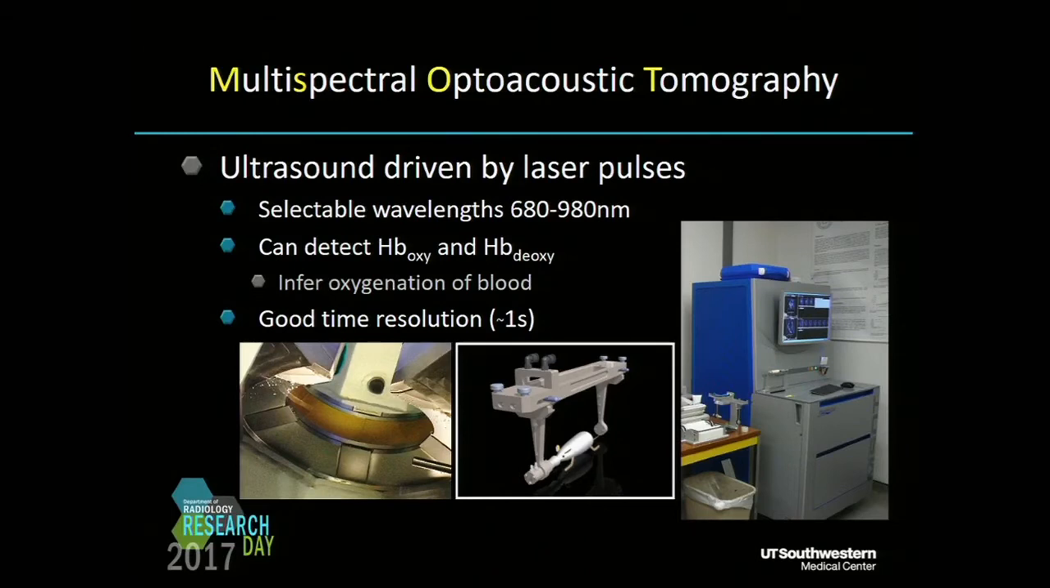We can tune the wavelength that we use, which allows us to detect the oxygenation state as well as rough concentration of hemoglobin. And we can get these images at a fairly high time resolution of about 1 second in an ideal case.